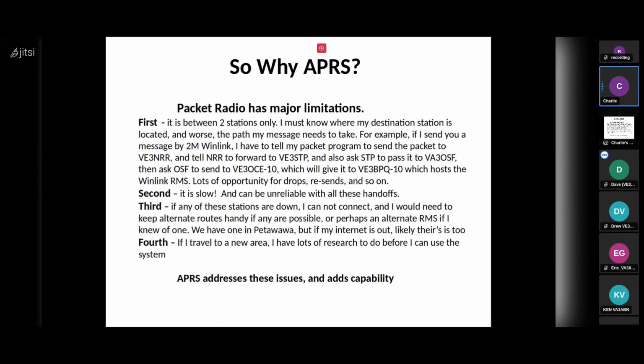Worse yet, if any of these stations are down, I can't connect. I'd need to try and figure out an alternative route, preferably in advance, so I could switch to that alternative route if there are any, and maybe even an alternate Winlink RMS if I knew of one. By the way, we have one set up in Petawawa, which I could go to, but if my internet's out, it probably is too. They're just a couple kilometers down the road from here.